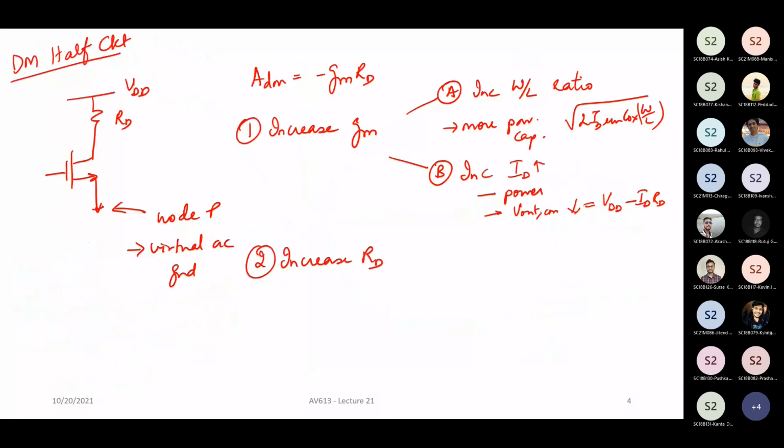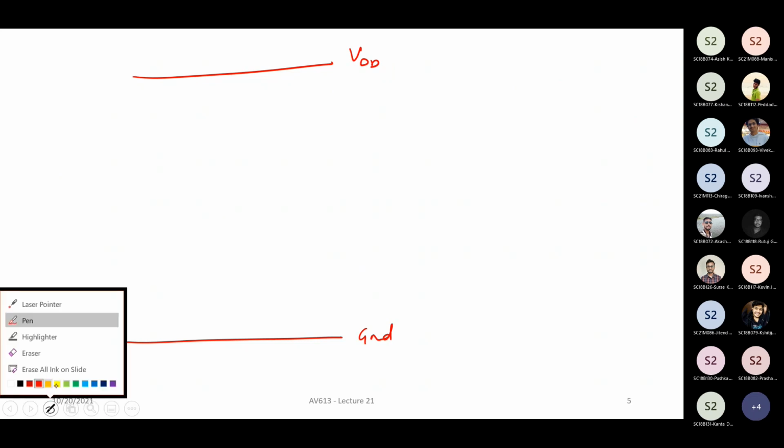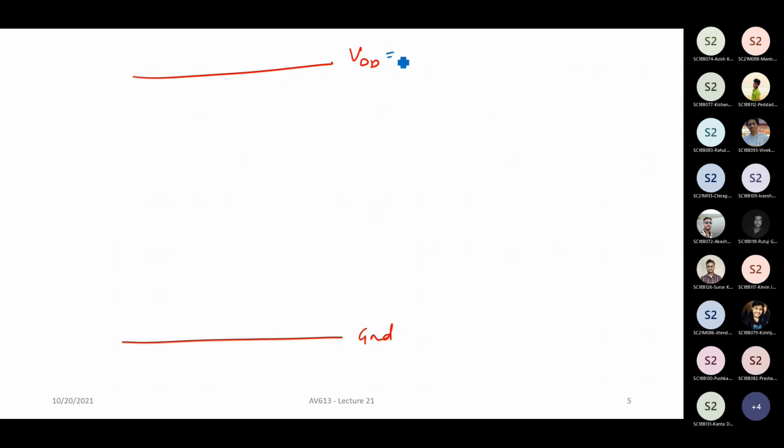Now, this is going to crunch your signal swing. So how is it going to crunch your signal swing? Let us say this is your VDD, which is 1.8 volt, and this is your ground, 0 volt. First and foremost, you need at least some 250 millivolt to operate your current source. Let's say this is your VD sat plus margin for M tail.